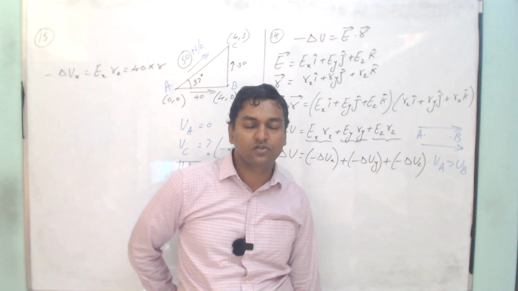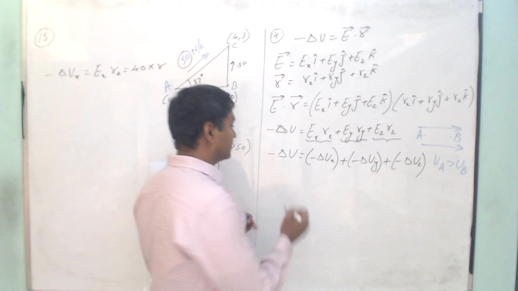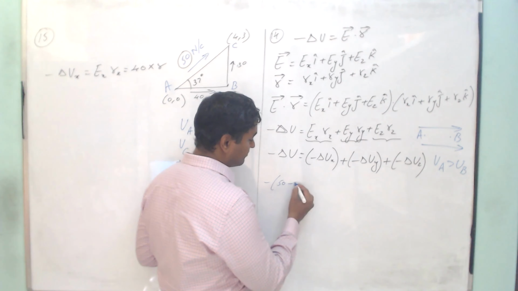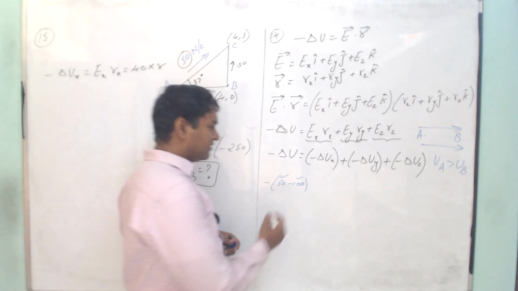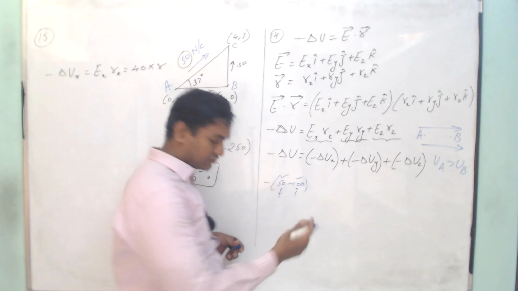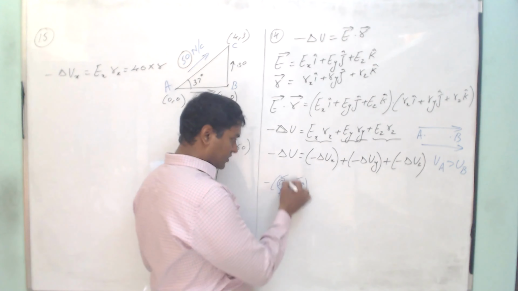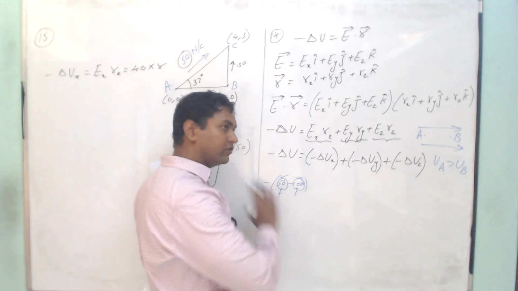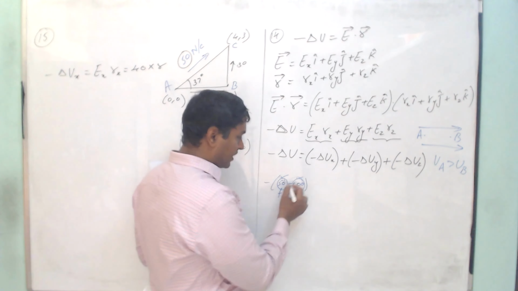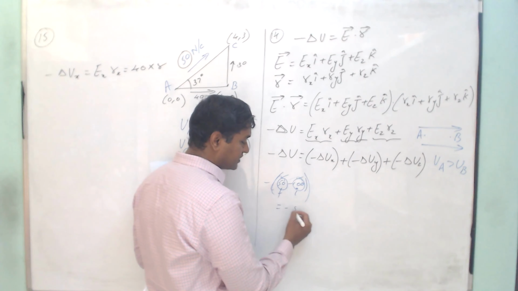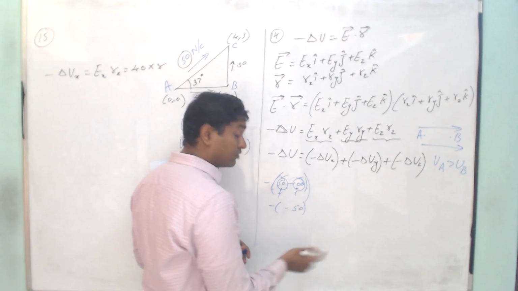So to get that 50 rupees, what should I do? Minus of 50 minus 100. Why 50 minus 100? Finally, I had 50 rupees. Initially, I had 100 rupees. Why final minus initial? Because in physics, I always do final minus initial. Therefore, final value minus initial value will always be negative when I go along the field. But if I have only this bracket, I'll get it as minus 50. So an extra negative sign is always given for delta V.